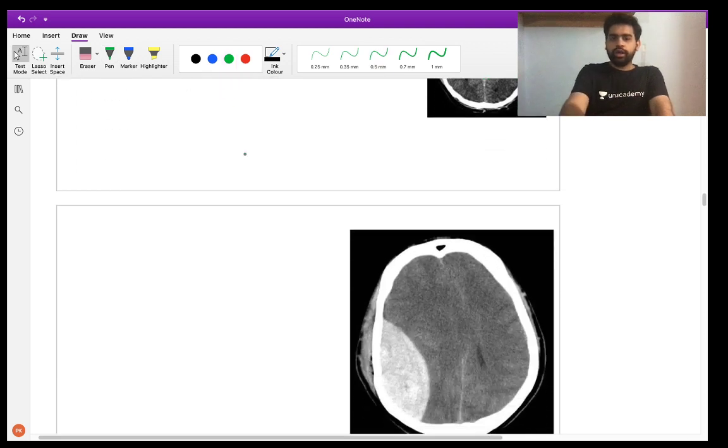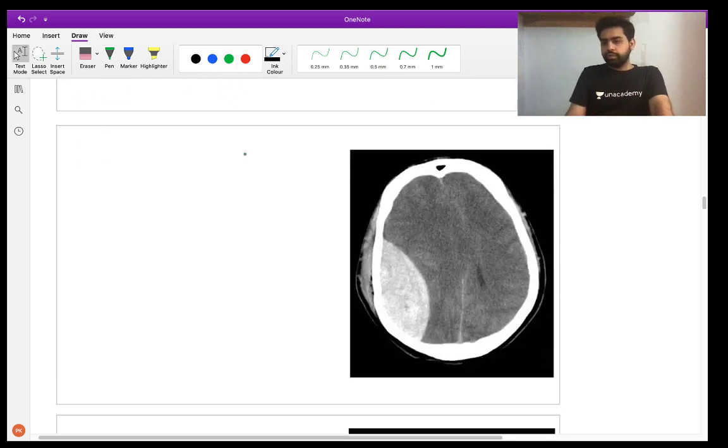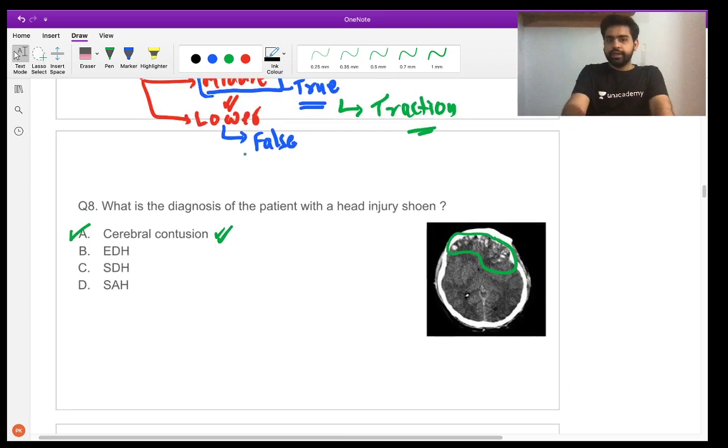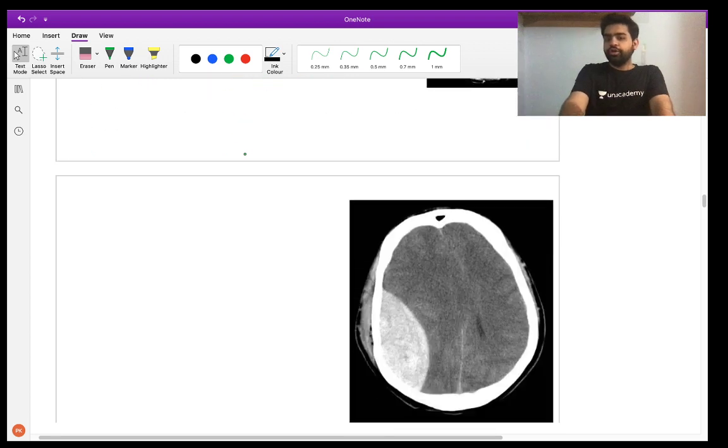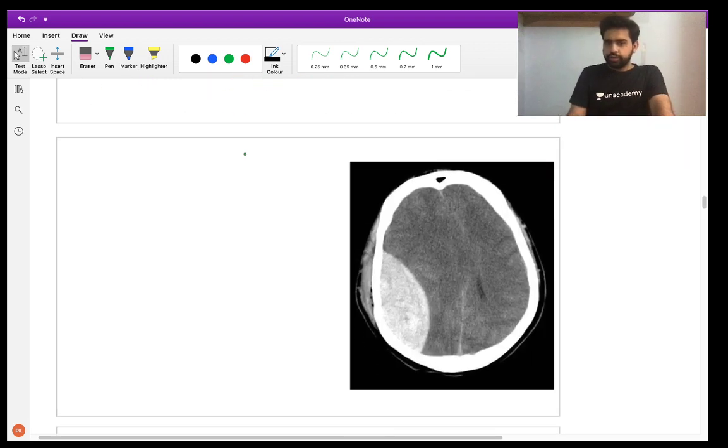Now again a very simple image for you. No Ekta, it is not B, it is in fact A. It is a cerebral contusion. It is not an EDH. Okay, did you answer for this particular question? What is the answer to this particular question? What is shown in this particular image?